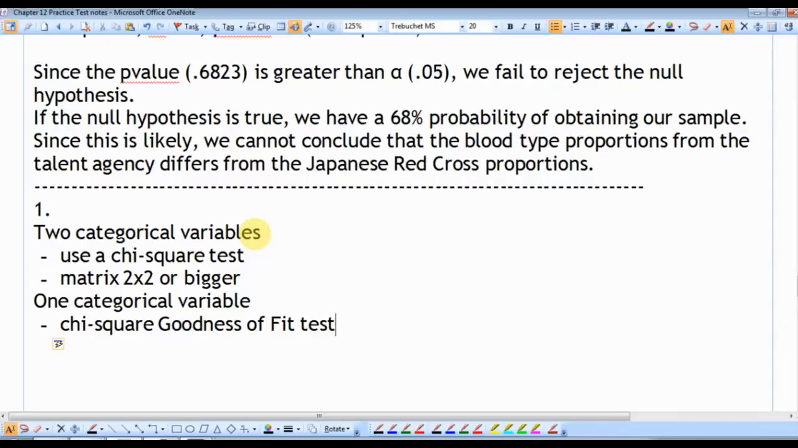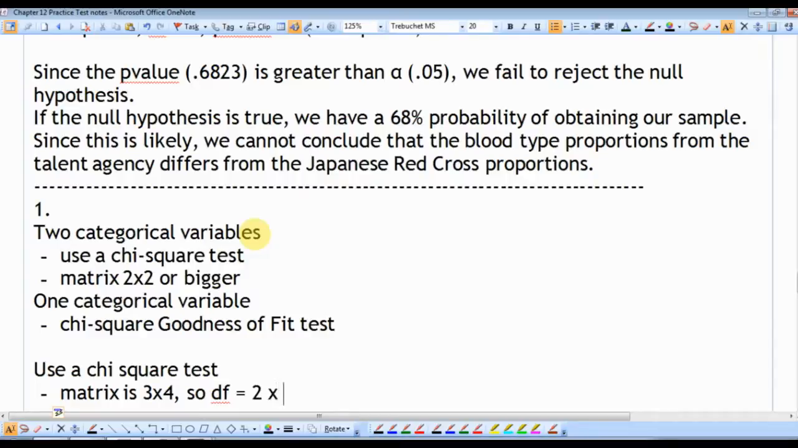Okay. For our question, we're going to use a chi-square test. With, let's see, we have a 3 by 4 matrix. Matrix is 3 by 4. So DF is going to be equal to 2 times 3, 6 degrees of freedom.